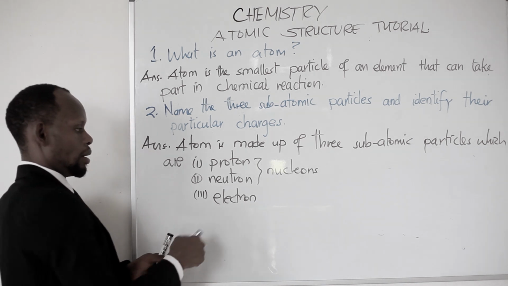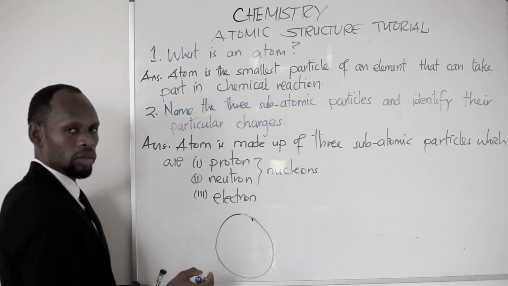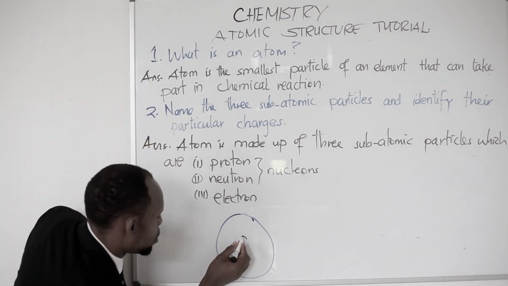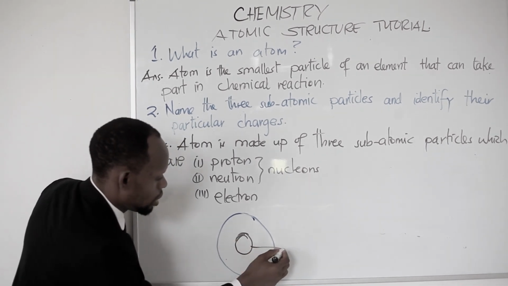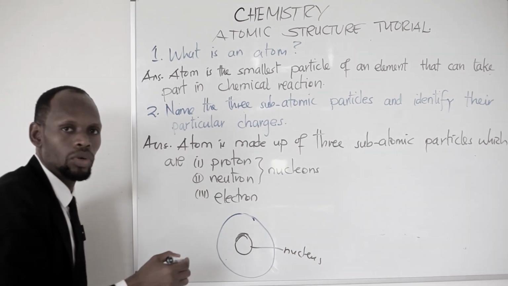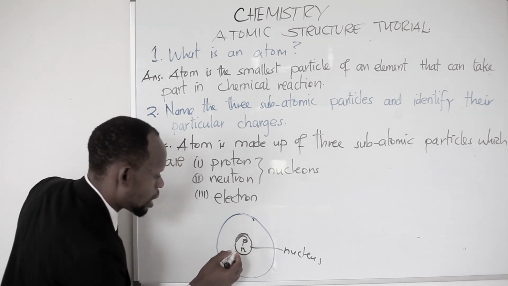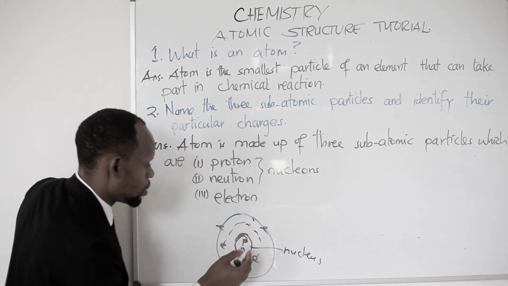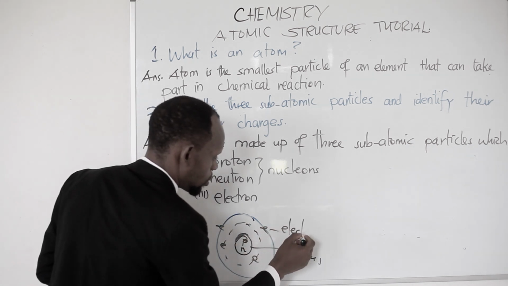Consider the sketch diagram of the atom. This is the atom, and here inside the atom we have the nucleus. The nucleus is found in the atom. Inside the nucleus we have particles called the nucleons, which are the proton and the neutron. And around the nucleus we have the electrons. So electrons revolve around the nucleus. So these are the electrons.